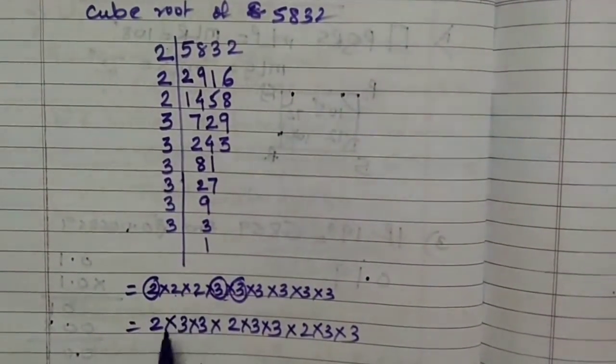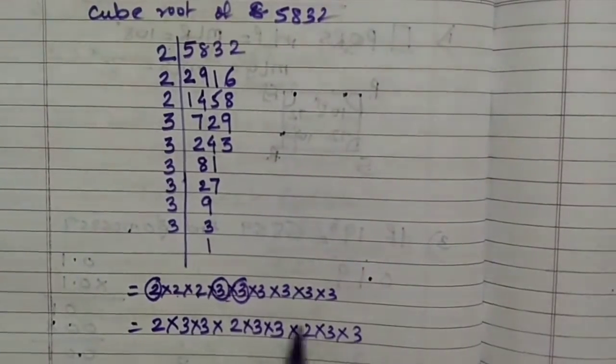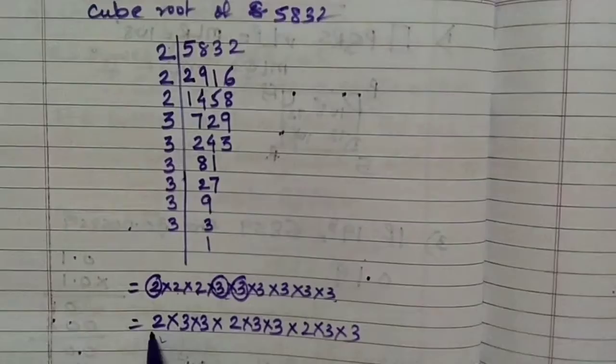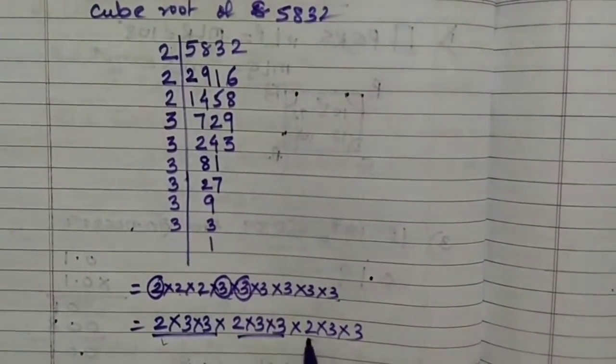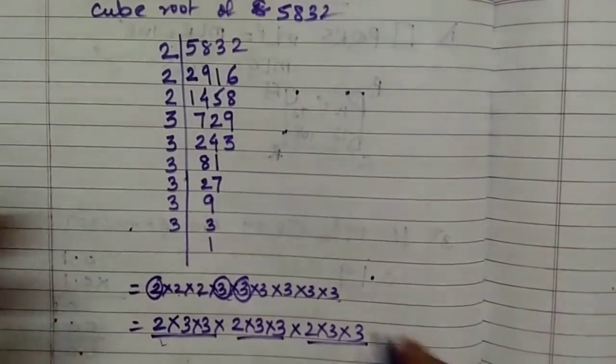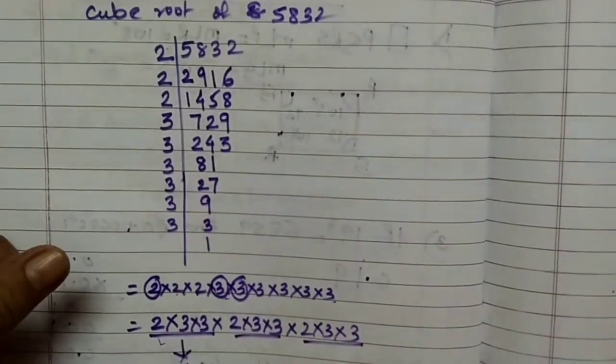So there are 3 2's, so 1 2 will go to each group. There are 6 3's, so 2 3's will go to each group. So this is one group, this is second group, and this is third group. Out of this, any one group, one part, will be our cube root.